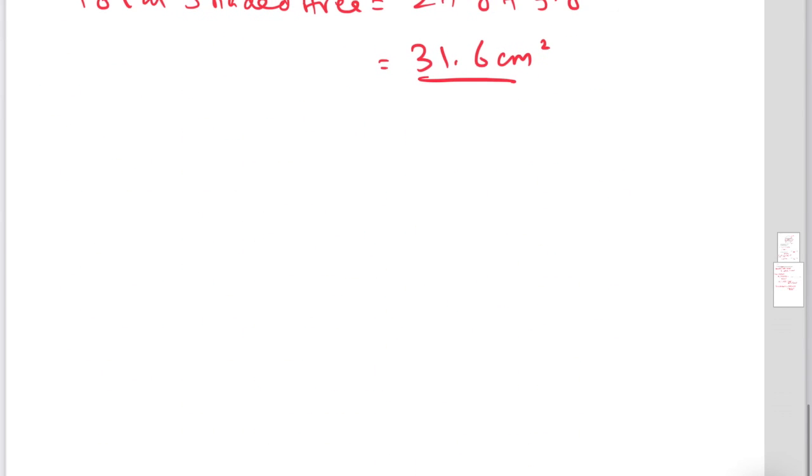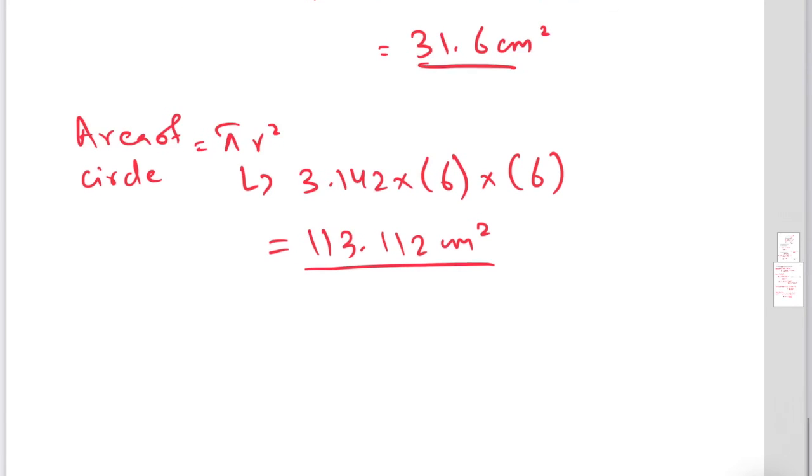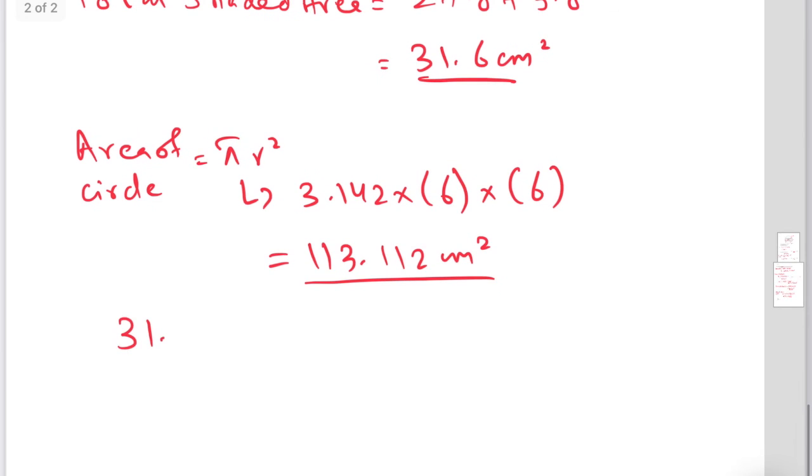How do we find that? Area of circle can be found by pi r squared. So we do 3.142 times 6 times 6. The total area that we get is 113.112 centimeters squared.